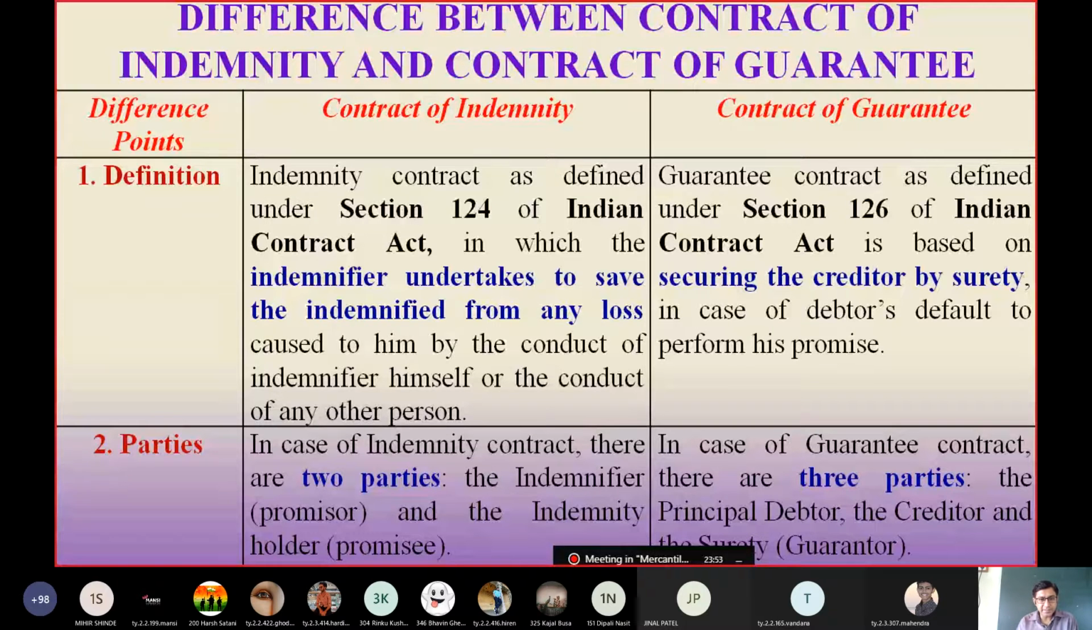Parties. How many parties are there in indemnity contracts, sir? There are two parties in case of indemnity contract, that is indemnifier and indemnity holder, that is promisor and promisee. In case of guarantee contract, there are three parties. They are principal debtor, creditor, and the guarantor, also known as surety.